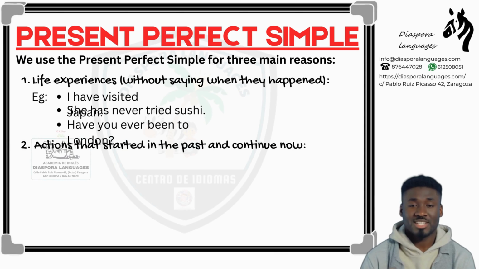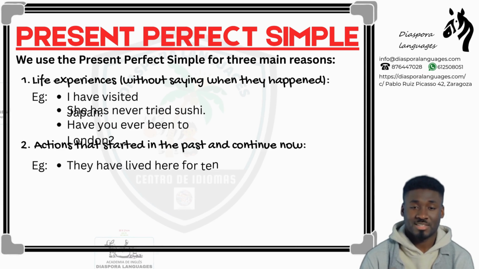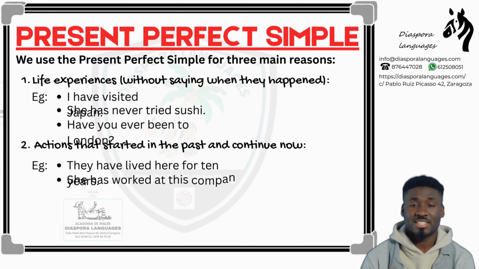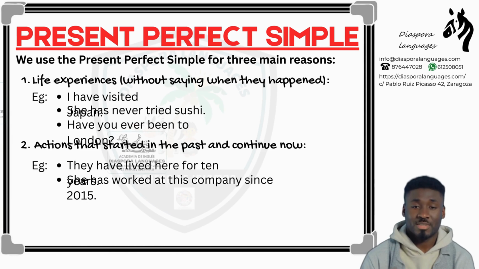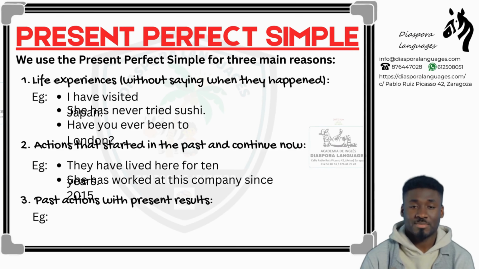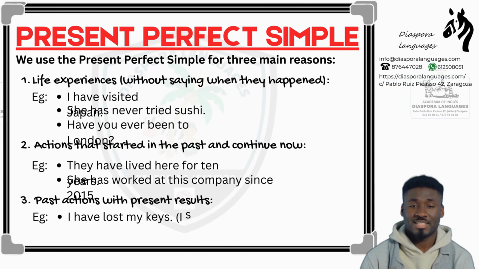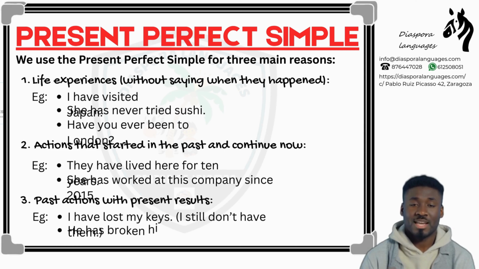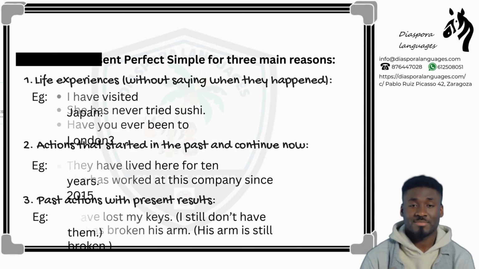2. Actions that started in the past and continue now. For example, they have lived here for 10 years. She has worked at this company since 2015. 3. Past actions with present results. For example, I have lost my keys. I still don't have them. He has broken his arm. His arm is still broken.